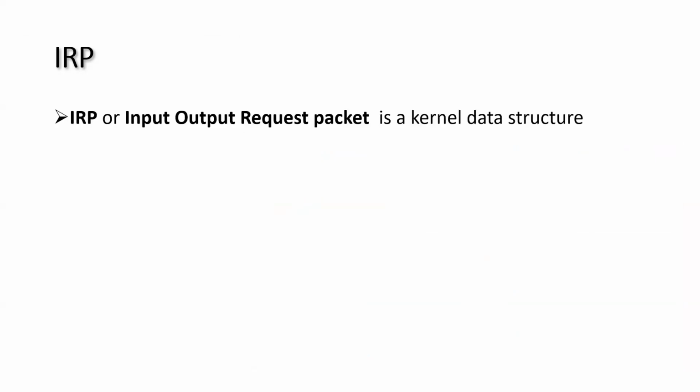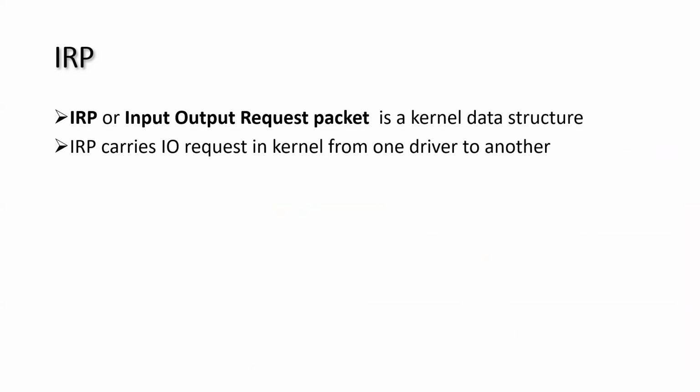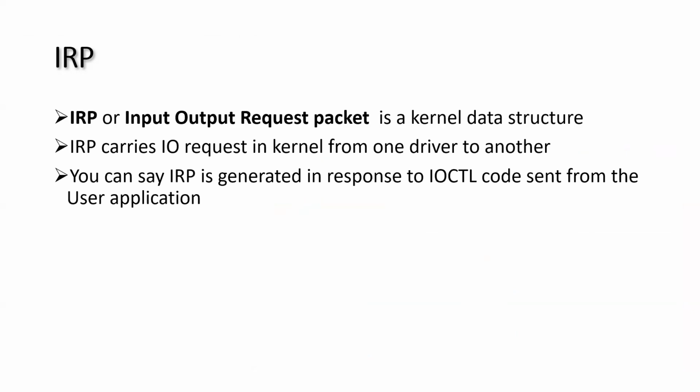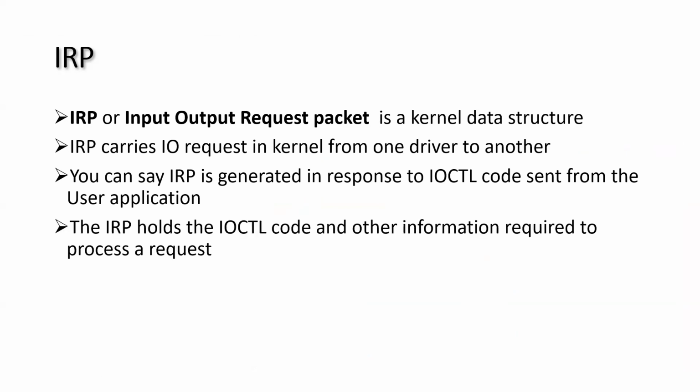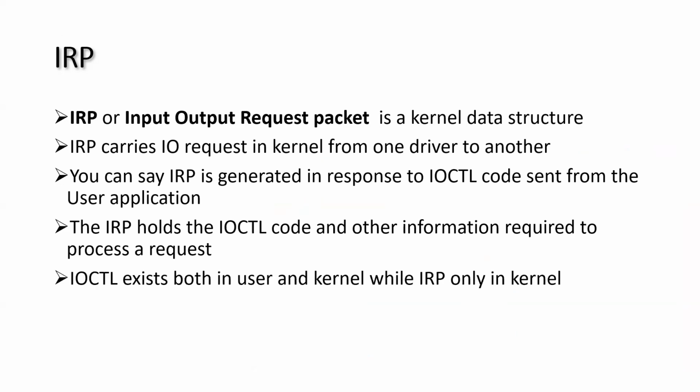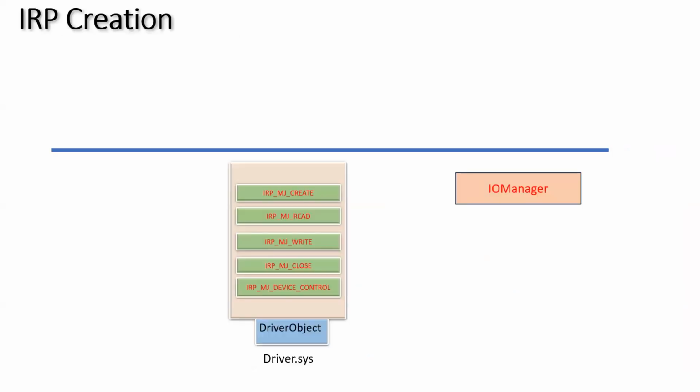Now we'll talk about a concept known as IRP. IRP stands for Input Output Request Packet. It is a kernel data structure. IRP carries an IO request in the kernel from one driver to another. You can say IRP is generated in response to the IOCTL code that is sent from the user application. The IRP holds the IOCTL code and other information required to process a request. So IOCTL exists in both user and kernel mode, while IRP exists only in the kernel.